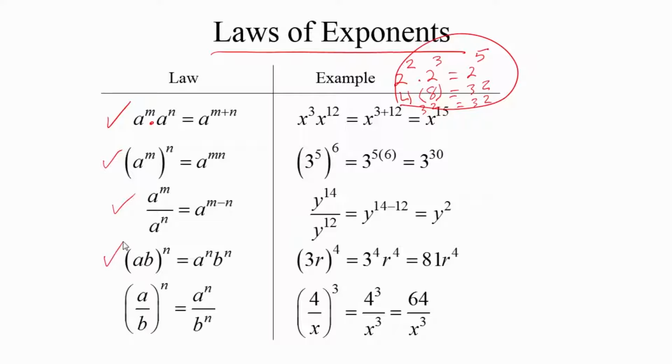The fourth rule, or law of exponents, says if you have a times b to the n power, again multiplication, ab to the n power, you can have this separated as a to the n times b to the n power. So if you have multiplication, again, this cannot be a plus or minus, only multiplication, a times b to the n power.